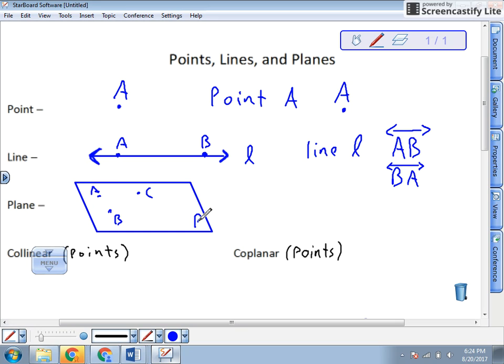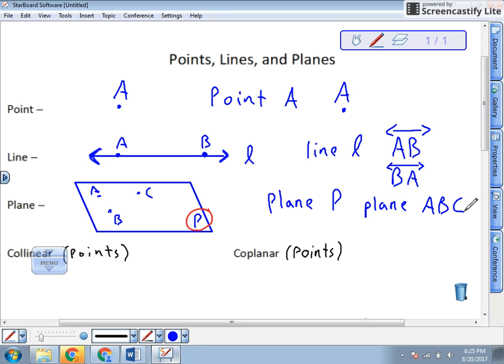If I was to label this plane, I could use a single letter. In this case, I could call it plane P, because that's what they labeled it here down in the lower corner. Or I could use any 3 points, but I need capital letters. I don't have to put a symbol above it, and I can list them in any order. So I could call this plane ABC.